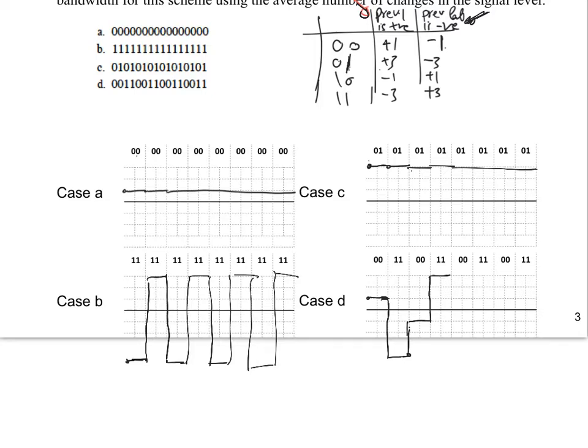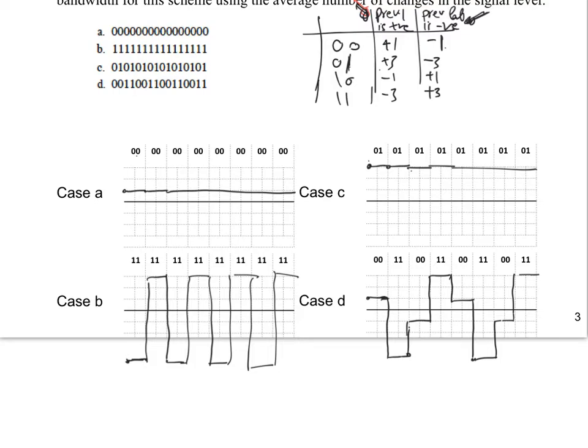Right? And now we are positive, so we look here. 0 0 becomes +1. And then 1 1 becomes -3. And then -1, and then +3. So it's like a periodic signal, but each period looks a little bit funny. Okay? So these are the 4 cases.